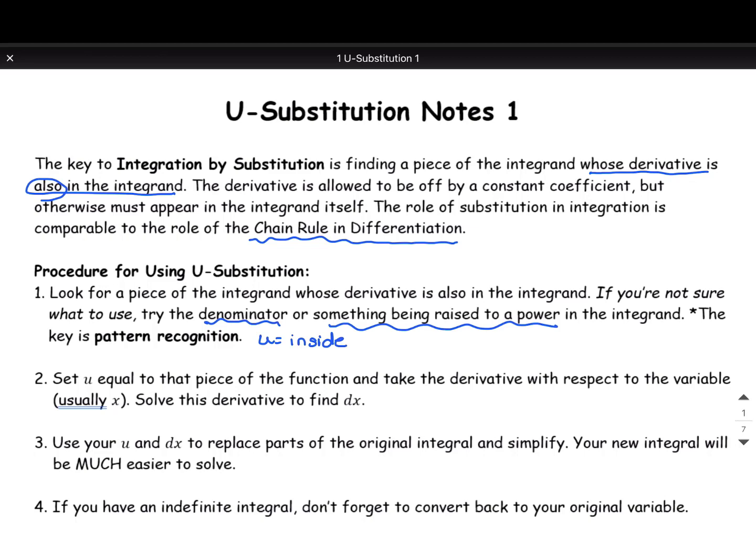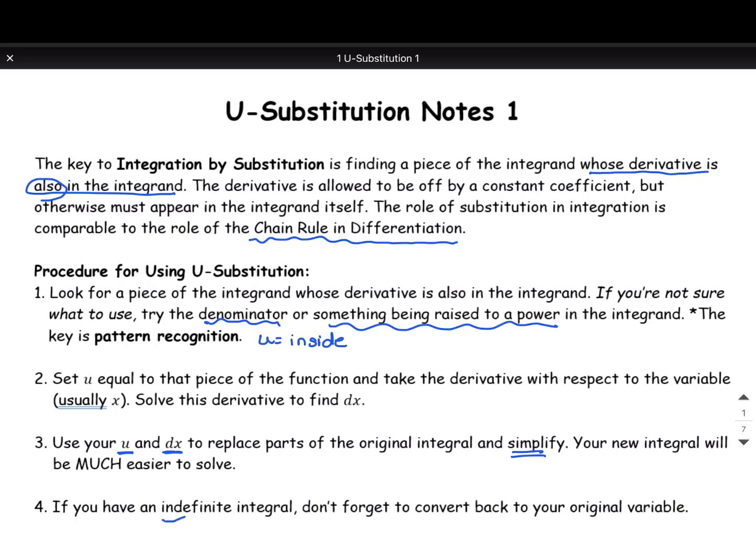Once you know what your u is, you're going to write down what your u is. You're going to take the derivative with respect to x, or whatever variable you have. So that would be du/dx. You're also going to solve that du/dx for dx, so that you can, in your integral, go back and replace your u and dx with what you have chosen and solved for. You're going to plug them into the integral, and you're going to simplify. And this new integral is going to be much simpler to solve, okay?